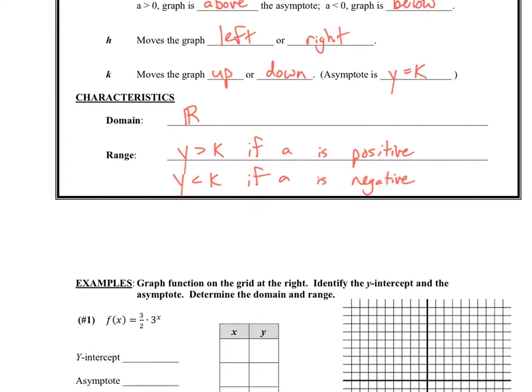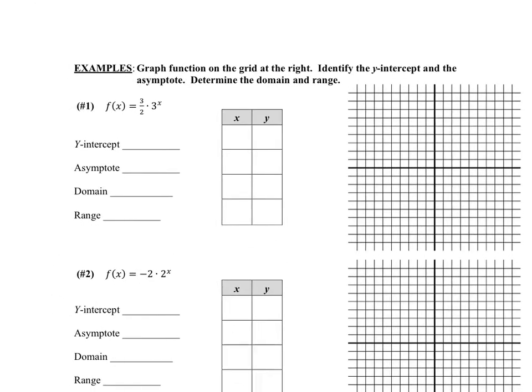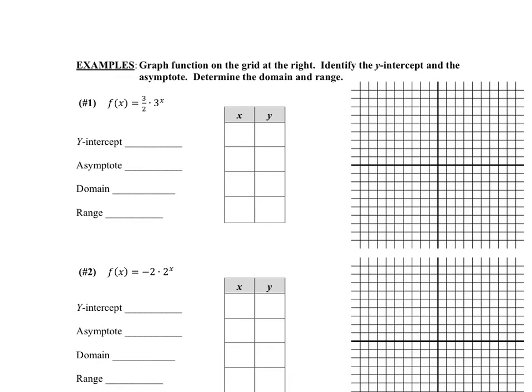Okay, if you got to pause, go ahead. I'm going to slide down to the next one. So just graph the function on the grid at the right, identify the y-intercept and the asymptote, and determine the domain and the range. Okay, so some of you are probably wondering, how do I pick my x values? What I would recommend is putting h in the middle. In this case, h is what's subtracted from x. If you look up here, there is nothing subtracted from x, so that means h equals 0 and k is also 0.